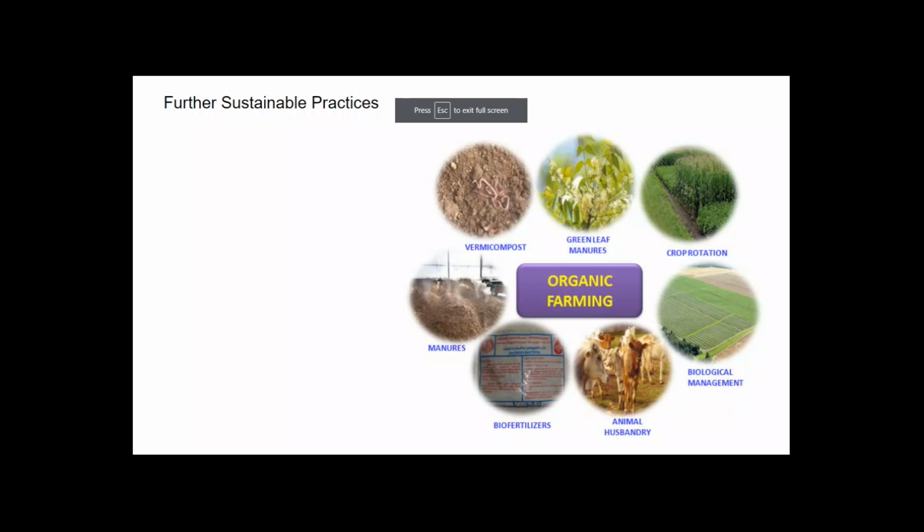So right now we're going to look at further sustainable practices for farming. And of course, one of these practices is organic farming. This gives an aspect of organic farming where you use vermicomposting or vermicomposting. Both pronunciations are acceptable. You use worms to break down organic matter into a compost.